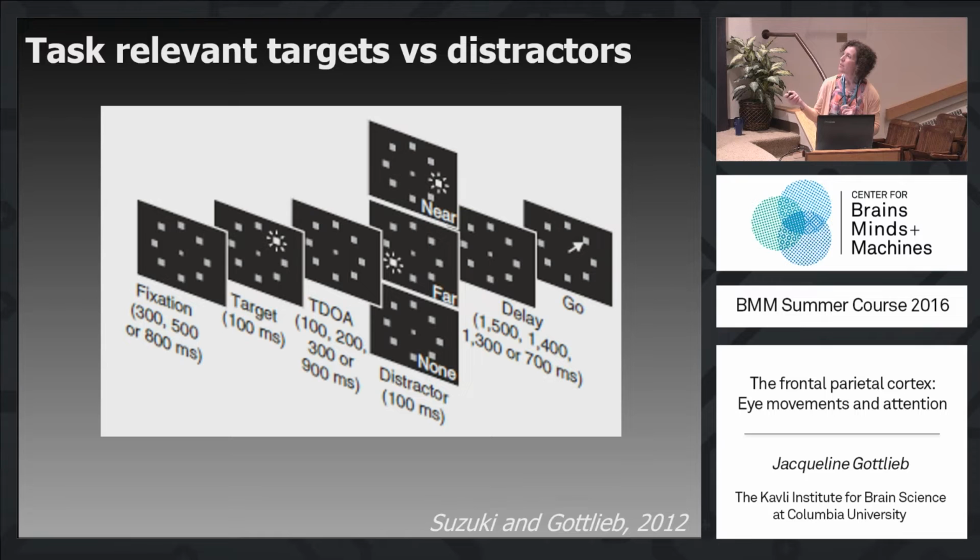And during the delay period, we flashed a distractor. Again, a light that was totally irrelevant but highly salient. So in a sense, this was similar to the experiment that you've seen before that was done by Bisley and Goldberg. And we played some distractors could be near the target, some were farther away, and we also vary the asynchrony, the timing relative to the target when the distractor was flashed.